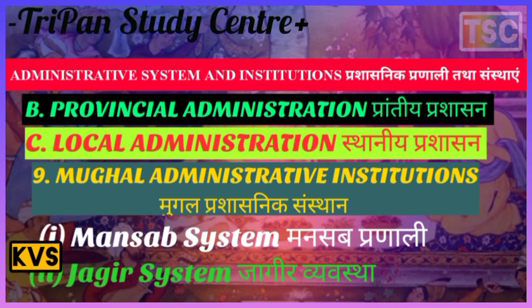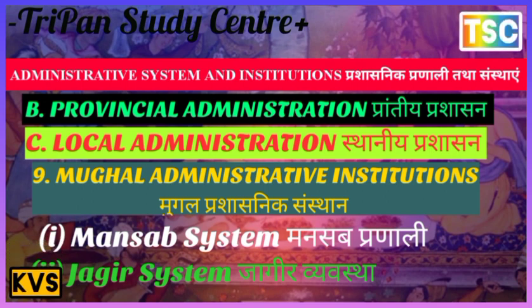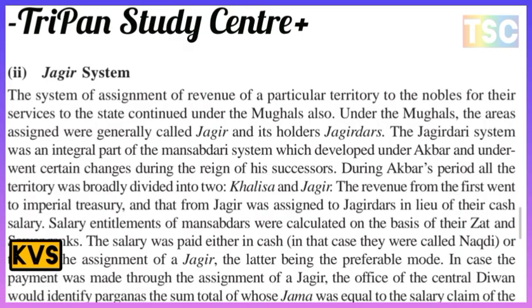The next topic is the Jagir system. The system of assigning the revenue of a particular territory to nobles for their service to the state continued under the Mughals also. Under the Mughals, the area assigned was generally called Jagir, and its holder a Jagirdar. The Jagirdari system was an integral part of the Mansabdari system, which developed under Akbar.